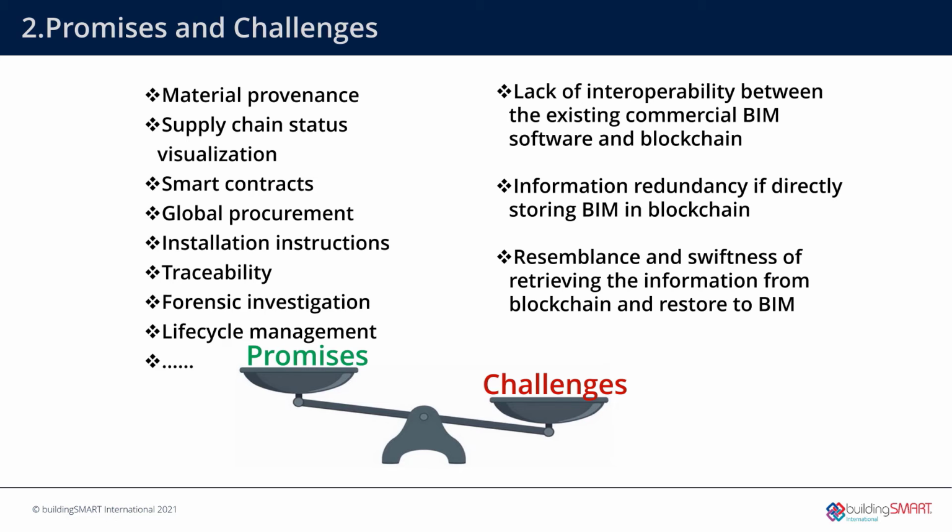The second one is information redundancy. If directly storing BIM in blockchain, we did an experiment. We tried to put a PDF file of around 100 kilobytes into a blockchain with only 2 nodes. The total volume of the chain became 8 megabytes. This cannot be coped with when a BIM file of around 1 gigabyte is constantly updated along its way.